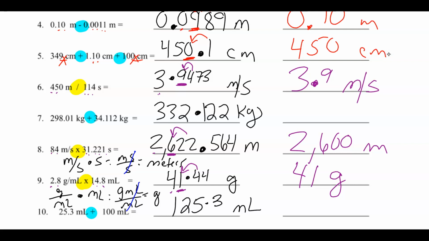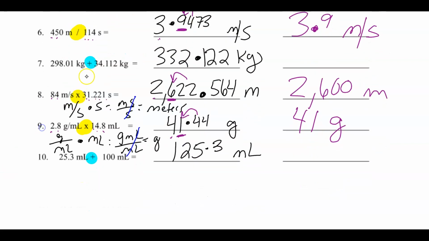Okay? And let's see, we got 2 more left on this page. We have 298.01. So there are 2 sig figs right here. Or not 2 sig figs, be careful, 2 decimal places. 3 decimal places. So my final answer can only have 2 decimal places. So 1, 2, look to the right. 2 can't round up. So 332.12 kilograms.